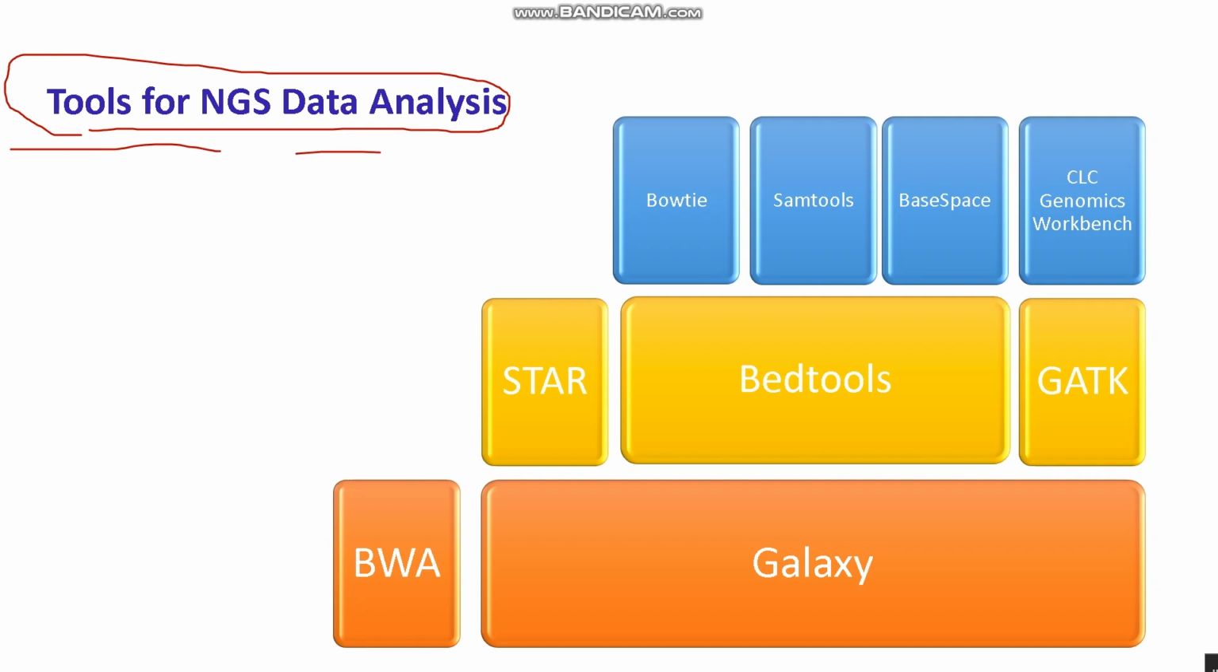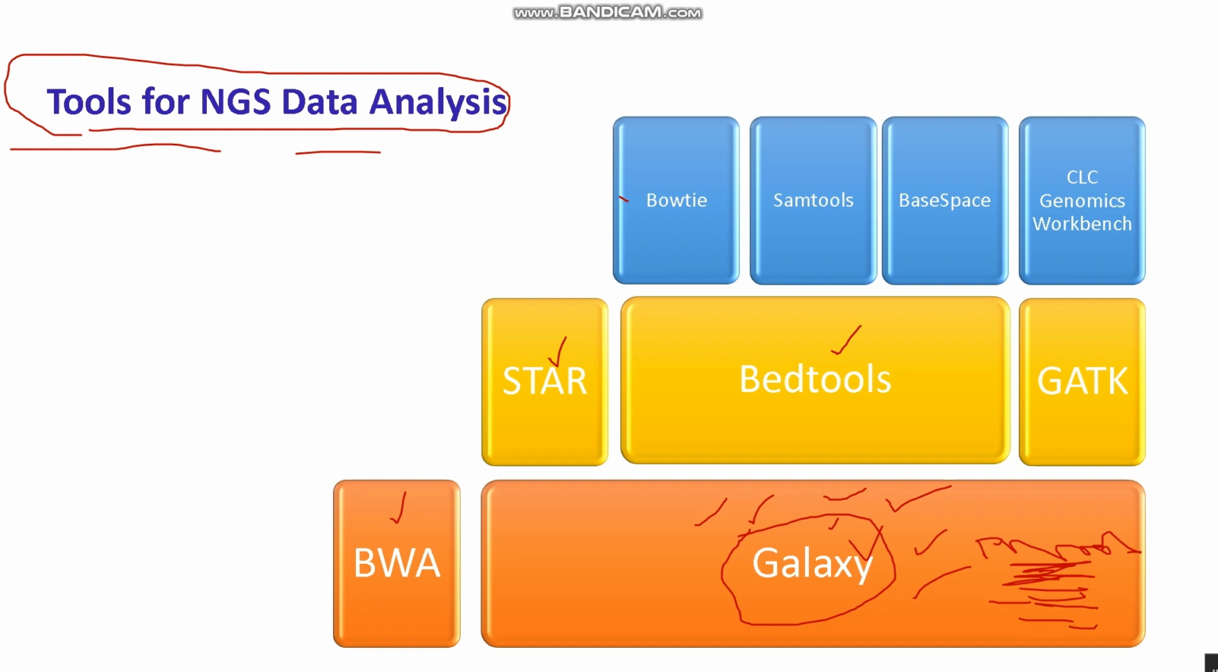The main and most important bioinformatics tool is Galaxy. In the Galaxy database, we check the Phred score of our sequence and annotate the variants. The variant calls can be annotated by using Galaxy. We also use BWA, STAR, BEDTools, GATK, CLC, BaseSpace, SAMtools, plotting.